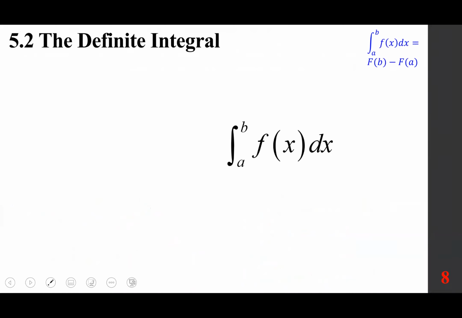Let's look at this concept of a definite integral, and let's look at each part. This is an elongated S. I've already mentioned that it's an elongated S, which is the integration symbol.